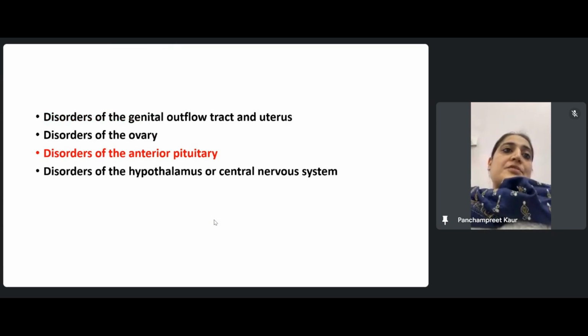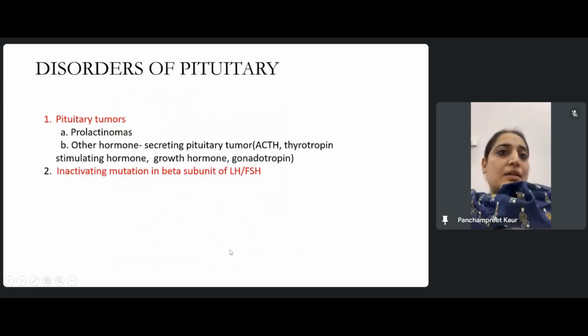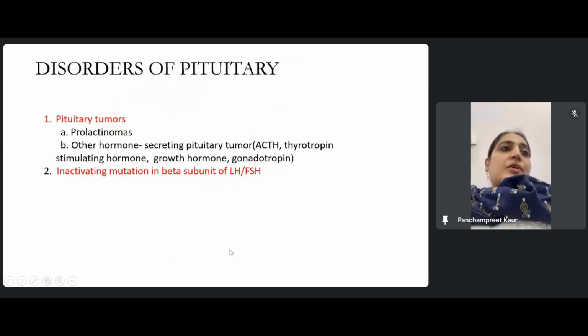Disorders of the anterior pituitary. Once we have ruled out the ovarian causes, if there is no ovarian cause, we need to screen further for the anterior pituitary. Or if we have found an increased prolactin in the first case and the other causes are ruled out, we have to come to the diagnosis of this. So if we see, we have ruled out this, we have ruled out this, and if the FSH is low or normal, we have to do an MRI. Or if the woman has high prolactin levels, we need to do an MRI to rule out a pituitary adenoma.